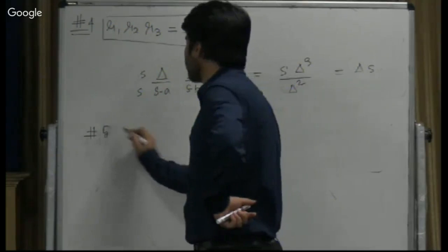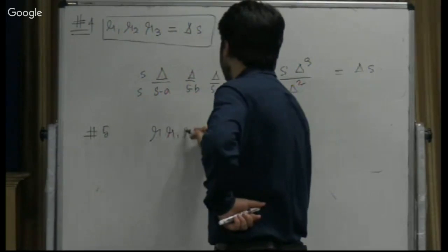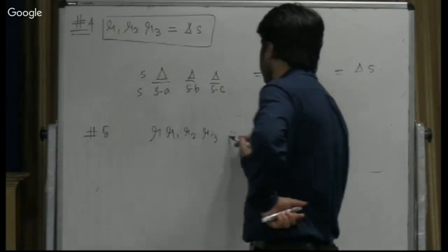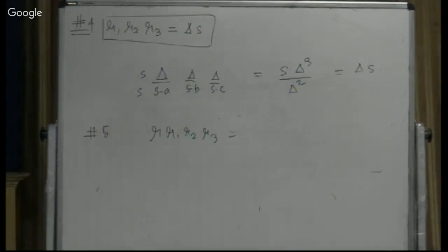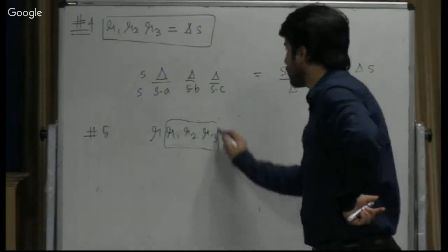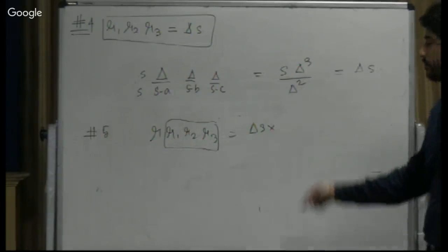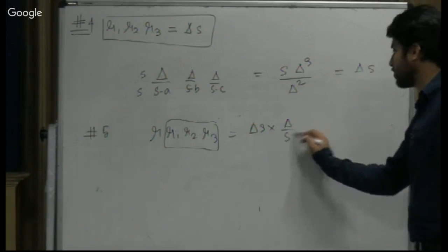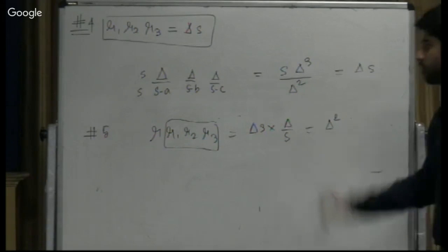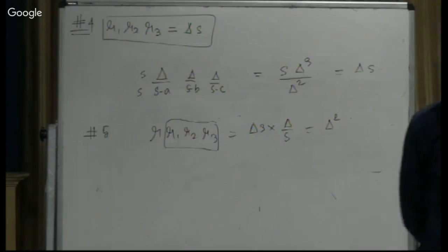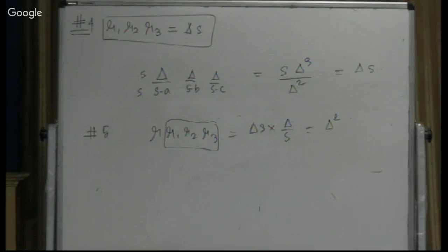The fifth property is R, R1, R2, R3. बताओ क्या होगा equal to? Obviously, I know this is delta S. And what is R? Delta by S. See? So 5 properties are very easy.